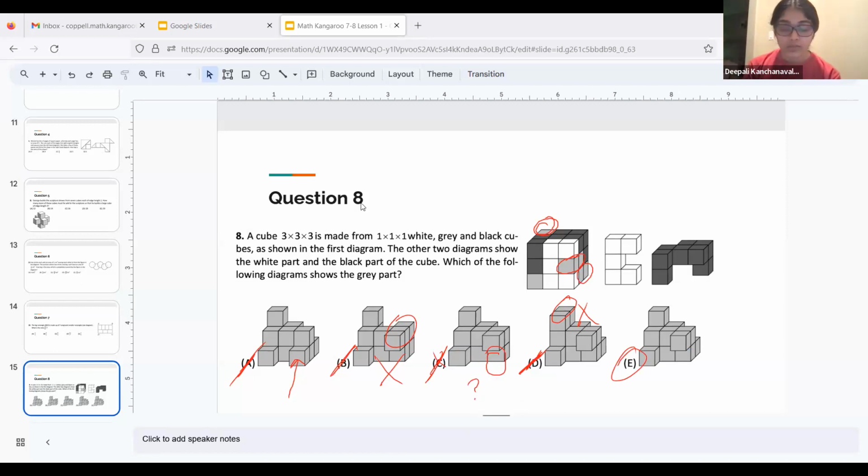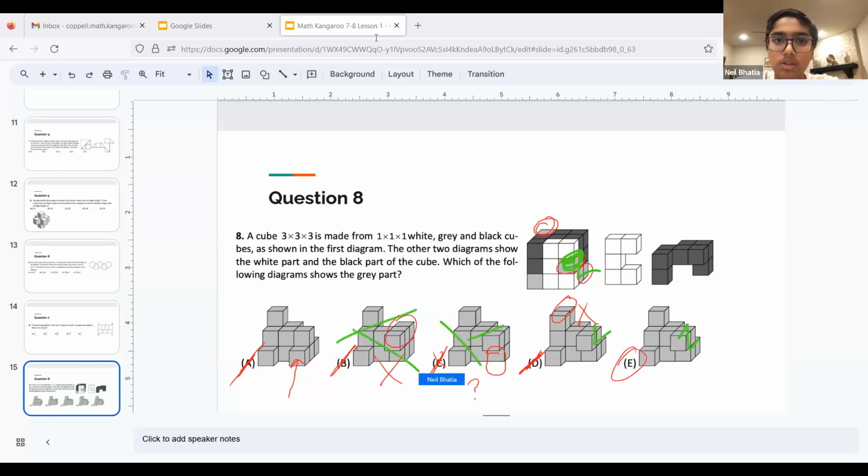Anyone solve it differently or get something else? Neil? So I used a slightly different strategy. Instead of looking only for the top 2 parts, I looked for that full S shape. And only 2 of the cubes had that S shape, these 2. The other ones didn't have it, so I could easily cross them out. That way I only have 2 answers left. And out of those 2, I saw that there's an extra square on D, so I crossed that one out. And that means that the answer must be E.